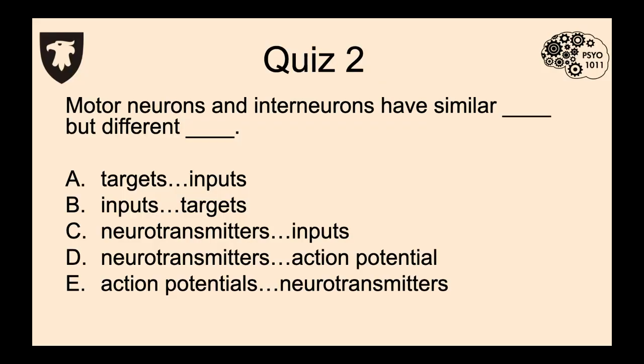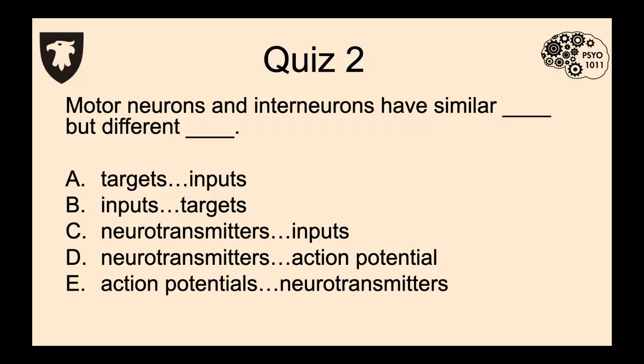Okay, so motor neurons and interneurons have similar blank but different blank. So if we think about it, interneurons, their inputs come from what? A what? Yeah, sensory neuron, right? So another neuron. What about a motor neuron? Where does its input come from? An interneuron? So another neuron. Ooh, we have something similar here.